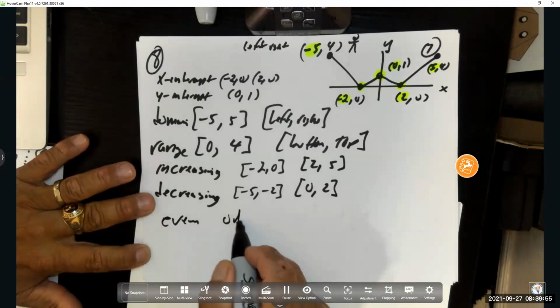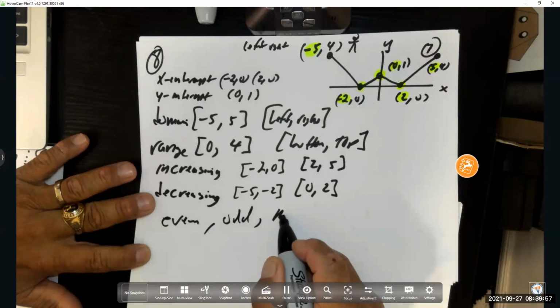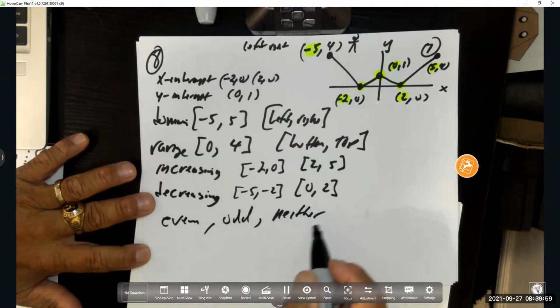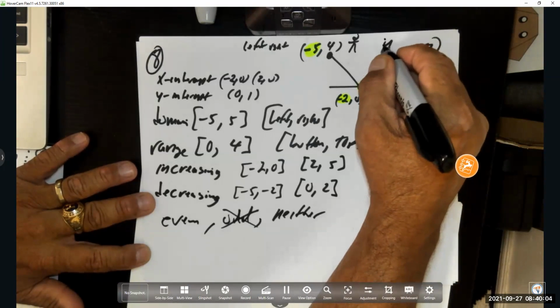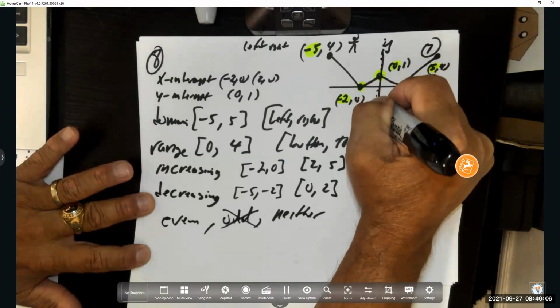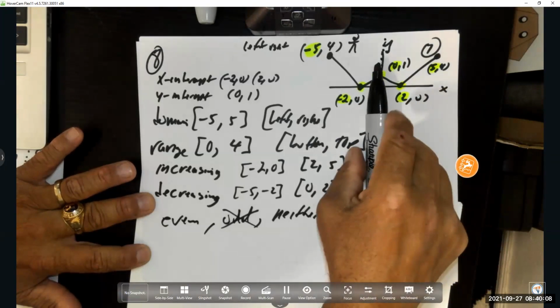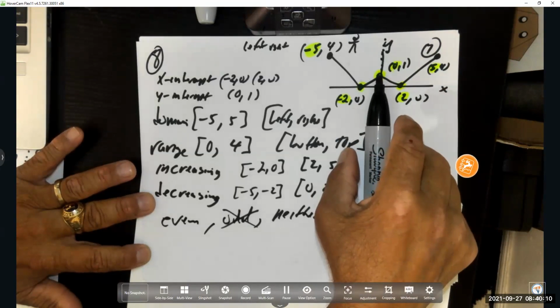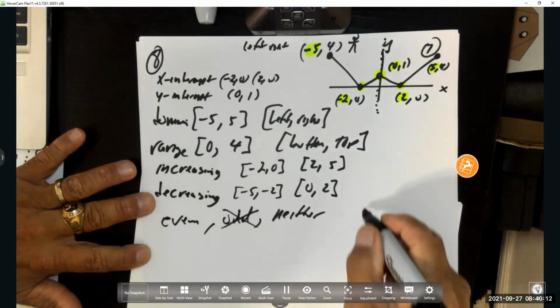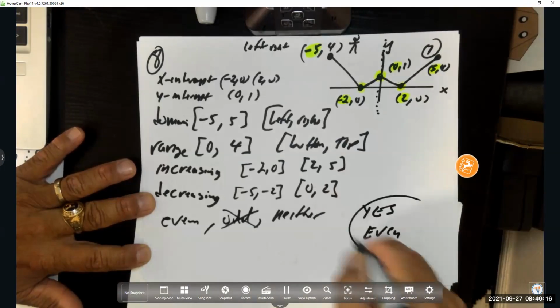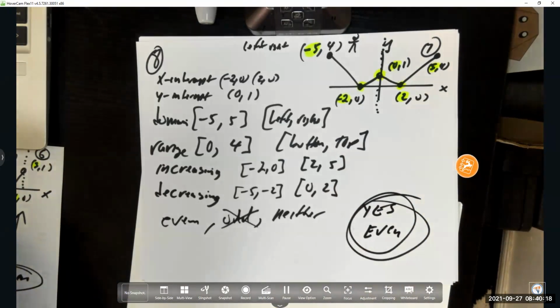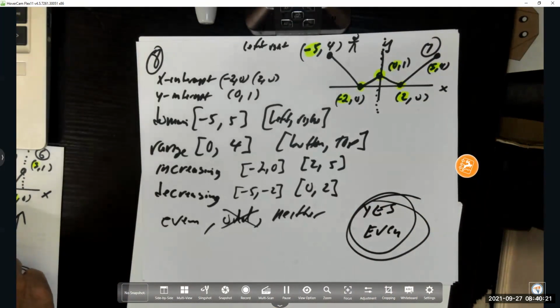Even, odd, or neither. I already told you. They're gonna be this guy. So even, if I cut this right in the middle, like this, you think it's gonna be cut evenly? Yes or no? It's half on the left side, half on the right side. Yes, it's even. So I'm gonna say yes. This is an even function. Is that okay?